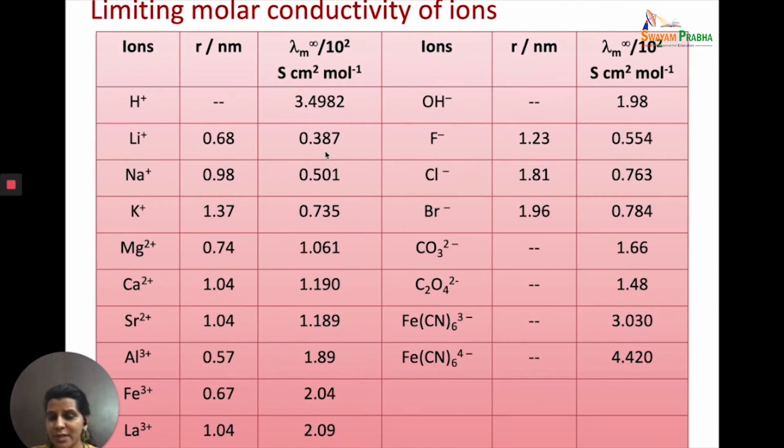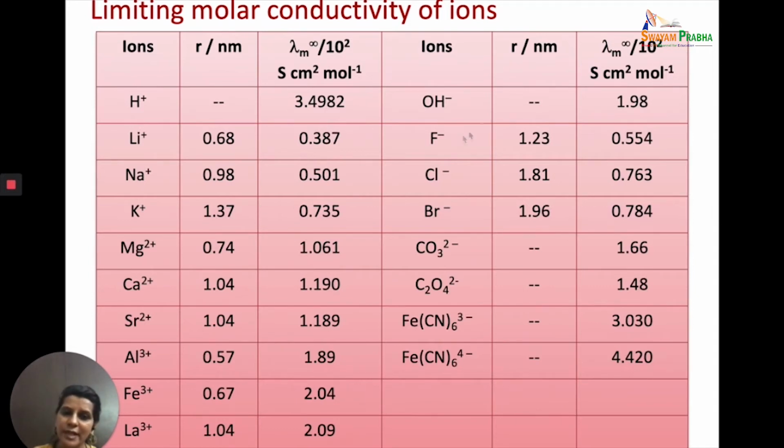Just see the values. The cations are Li+, Na+, K+, Mg2+, Ca2+, Sr2+, Al3+, Fe3+, La3+. And just see this variation. Also, just see when you increase the charge on the ions, the values of lambda m are increasing. When you compare the ions in one group, that is Li, Na, K, you see that the values are increasing as you go down the group, although the size of the ions is also increasing.